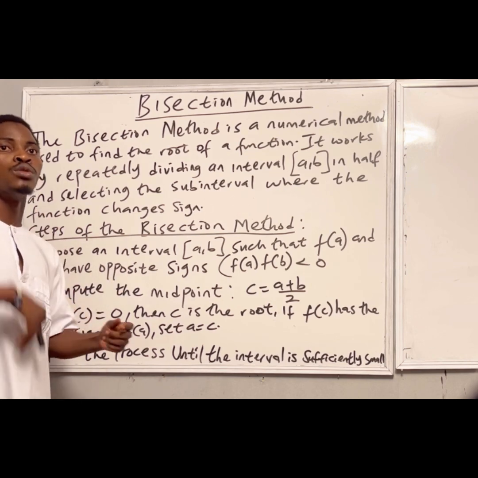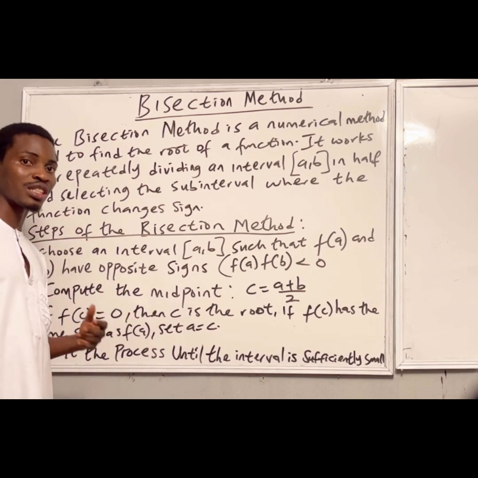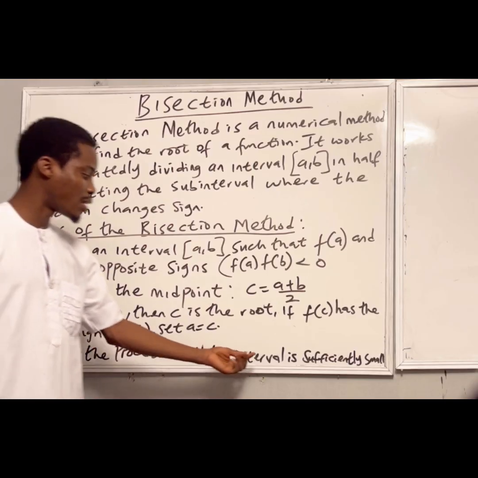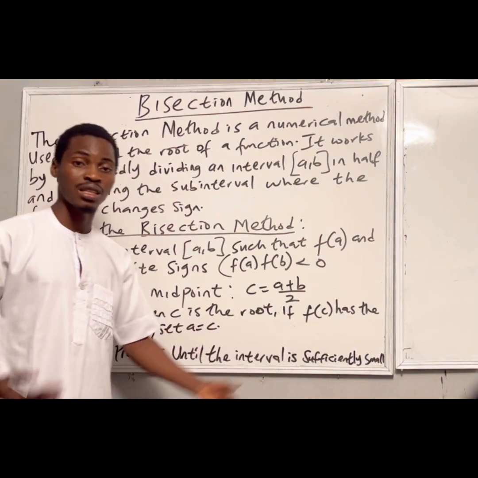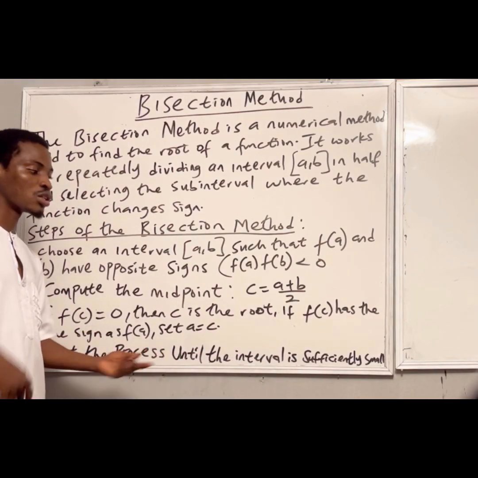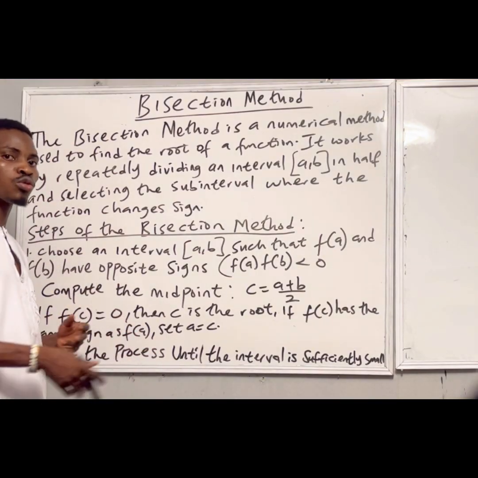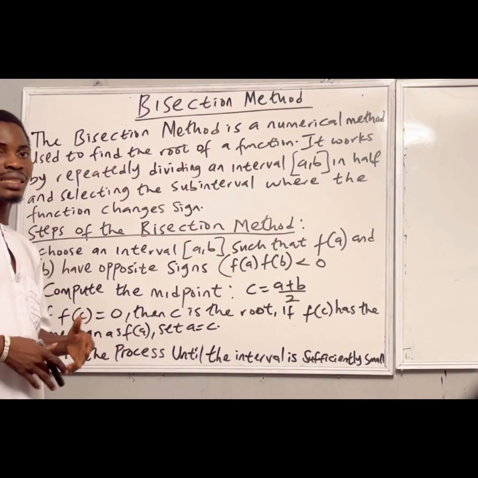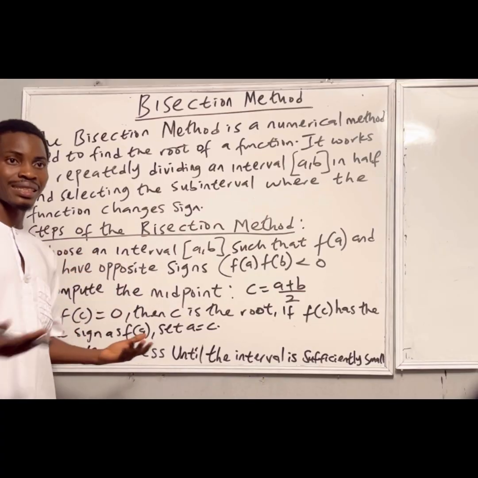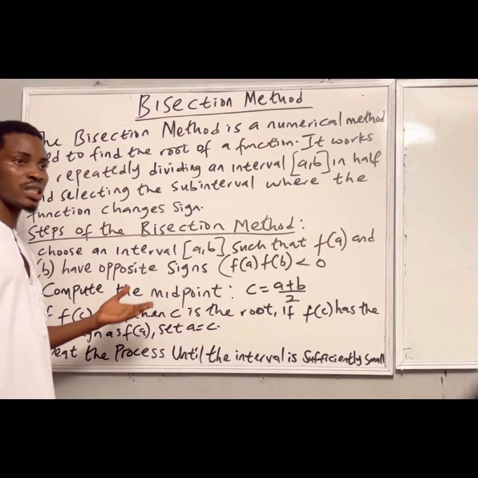If it is not the same, you continue repeatedly until the interval is sufficiently small. So you repeat the process until the interval is sufficiently small, unless you are told where to stop, maybe approximate to 6 decimal places, then you consider 6. If it is 5, then you consider 5.